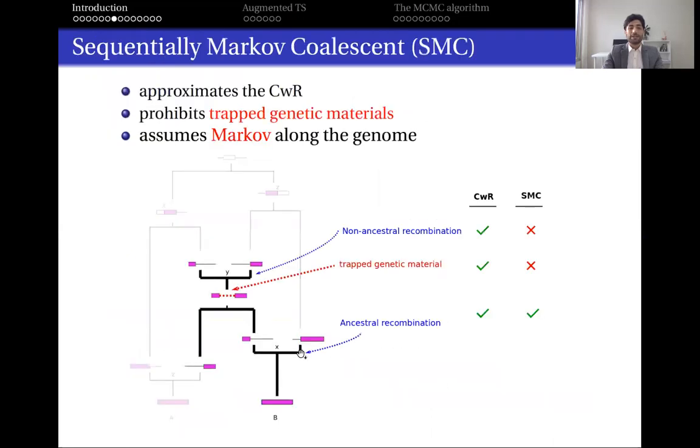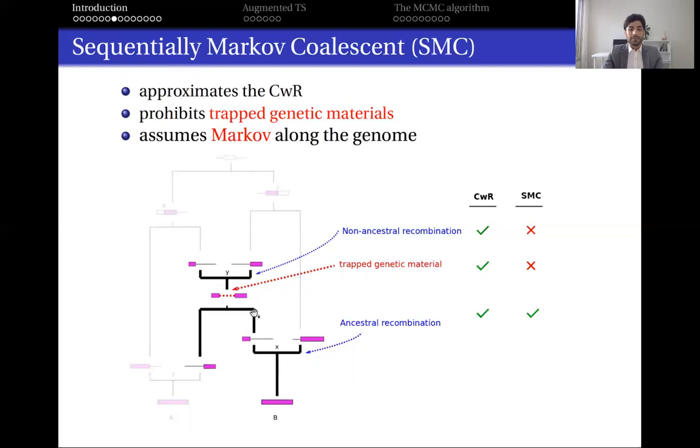One of which has gained a lot of interest from other researchers is the sequentially Markov coalescent, introduced by McVean and Cardin in 2005. The SMC approximates the coalescent with recombination by prohibiting trapped genetic material. So let's first explain what trapped genetic material is on this ARG.